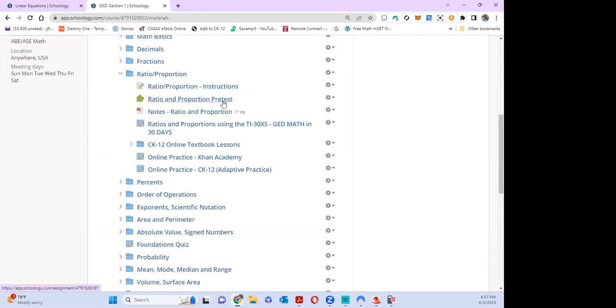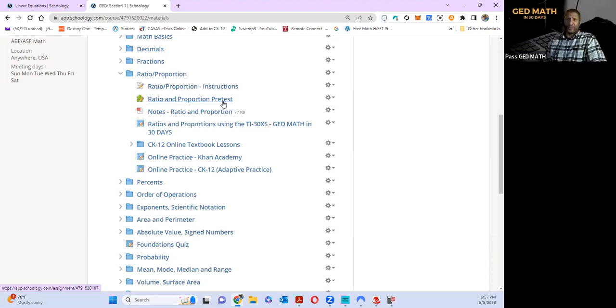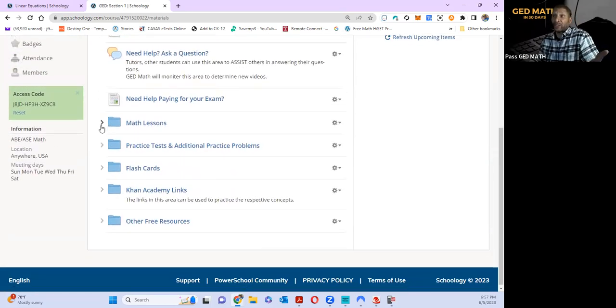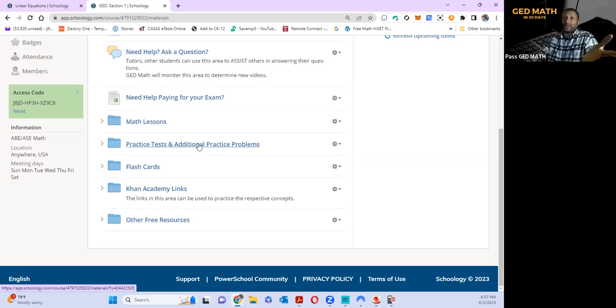Just take the pretest. And now if you score 70 or above, move on to the next one. If you want to improve that score, you can, but I would think a 70 or 80 is enough to go on to the next section. You know enough to move on, right? So these lessons give you a pretest, that's if you don't know a concept. But if you want to practice, you can directly go to practice tests and additional practice problems.